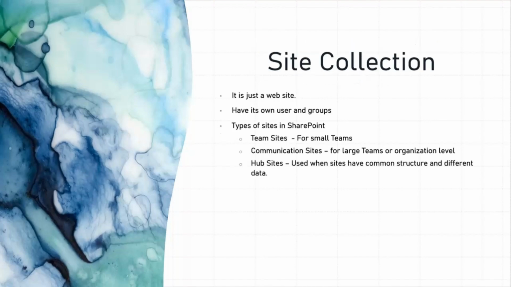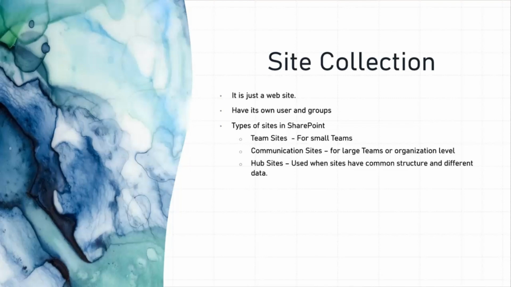A site collection is basically a website which has its own users and groups. Each site collection again has its own list, library, and pages. So, when you want to create a website, you have to decide what type of website you want to create. On the basis of that, we have different types of SharePoint sites.